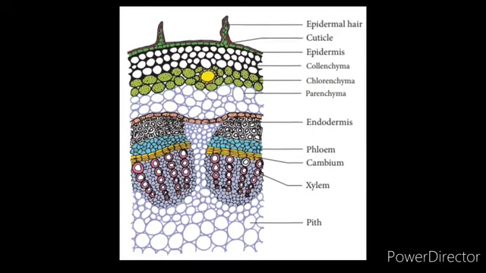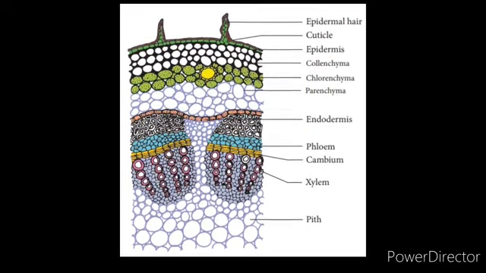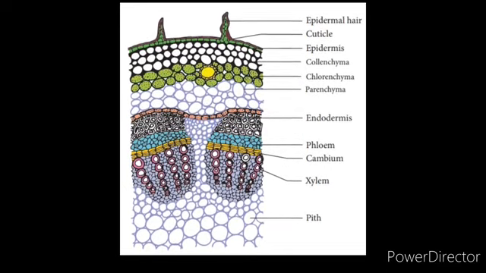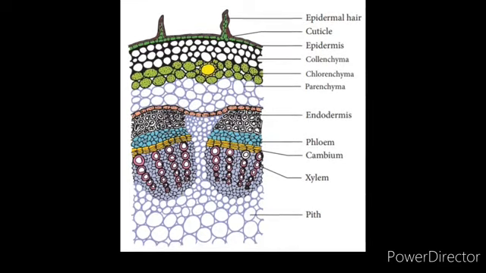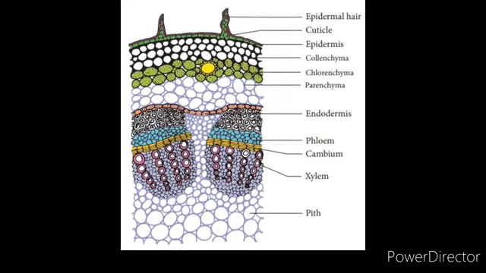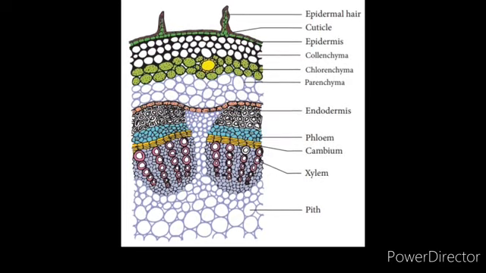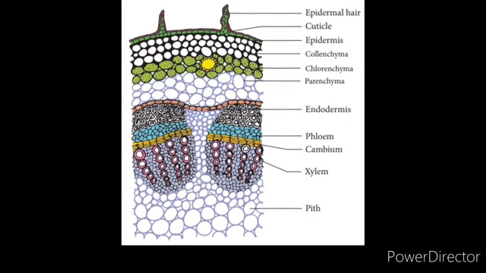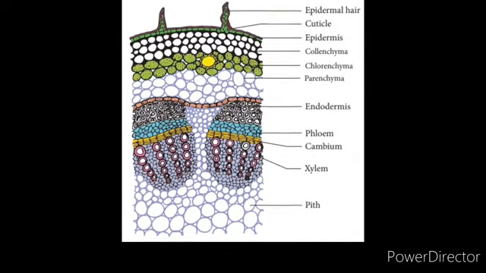The general cortex is present below the hypodermis. It consists of rounded, thin-walled parenchyma cells with conspicuous intercellular spaces. Next is the endodermis. After the general cortex, you can see the endodermis. It is the innermost layer of the cortex. The cells are rich in starch grains, and this layer is also referred to as the starch sheath.